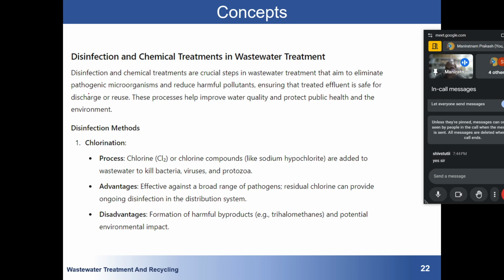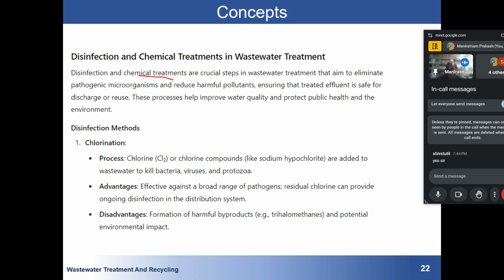So this was all about chemical treatment. Then disinfection, we have already seen, the use of chlorine or ozone and all these things. I will just go through it one by one. Disinfection and related steps are crucial in wastewater treatment that aim to eliminate pathogens, microorganisms, and reduce harmful pollutants like chromium, arsenic, fluoride. Fluoride is also there. Ensuring that treated effluent is safe for discharge or reuse.